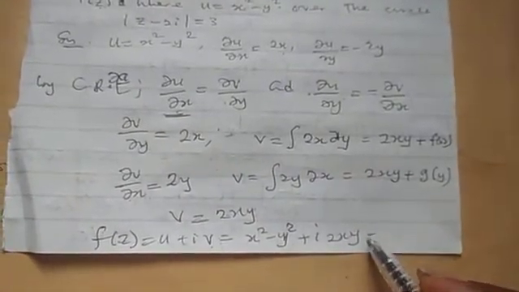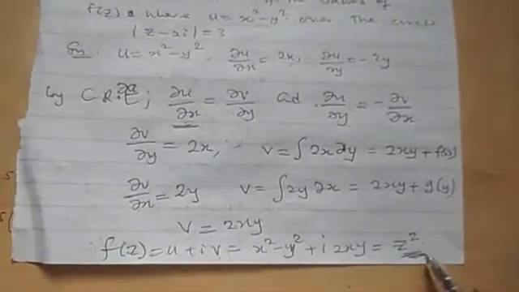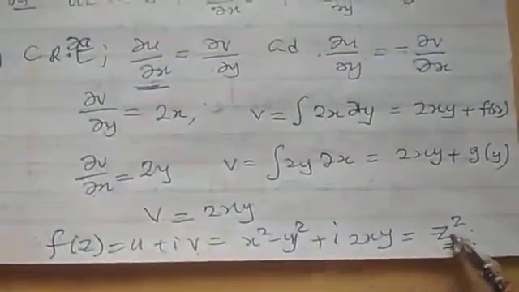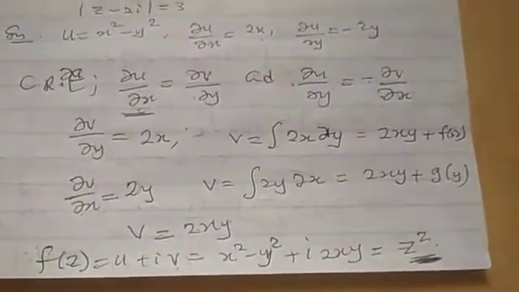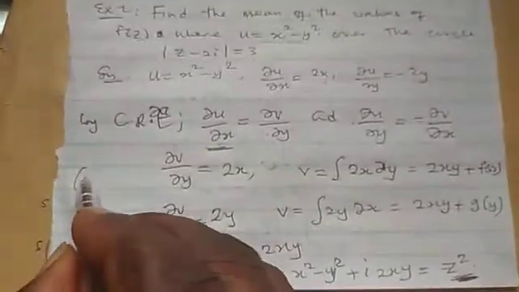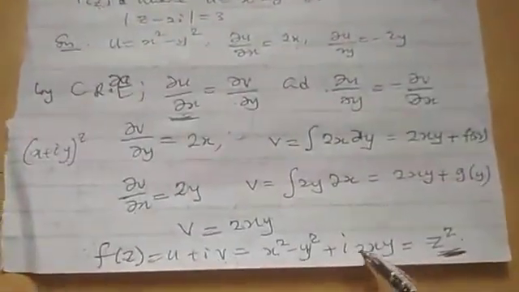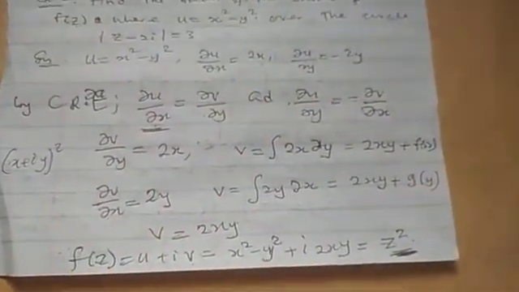If you simplify further, you should be able to get z squared. I will not teach you this. You must learn how I arrive at z squared, because if I expand z squared, I must get what is here. This is how to do it. x plus iy all squared. When you expand it, you should be able to get this. So our f of z is z squared.